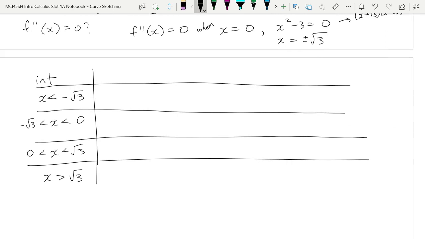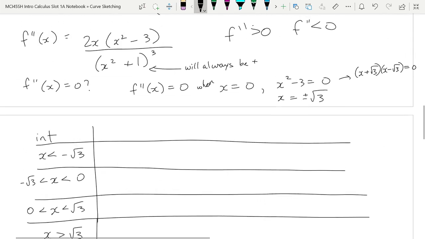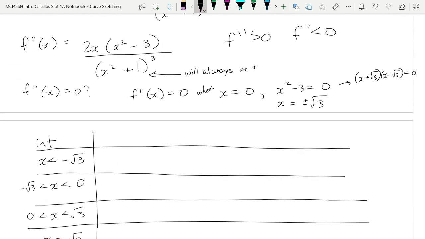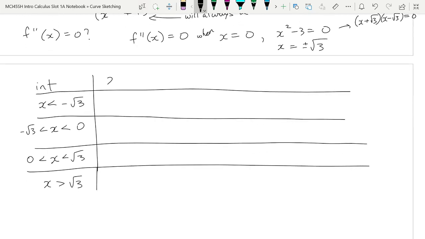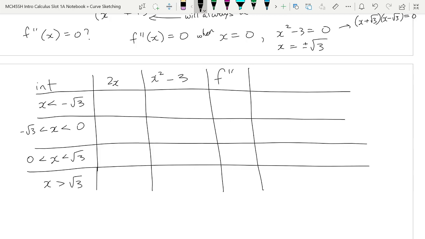All right. Now, what factors do I have to worry about? Notice this factor down here I'm not even going to bother with because it's always positive. So I'm only going to worry about the two numerator factors, 2x and x squared minus 3. Multiplying those two things together will tell me the behavior of f double prime, whether it's increasing or decreasing, which tells me whether the function is concave up or concave down.